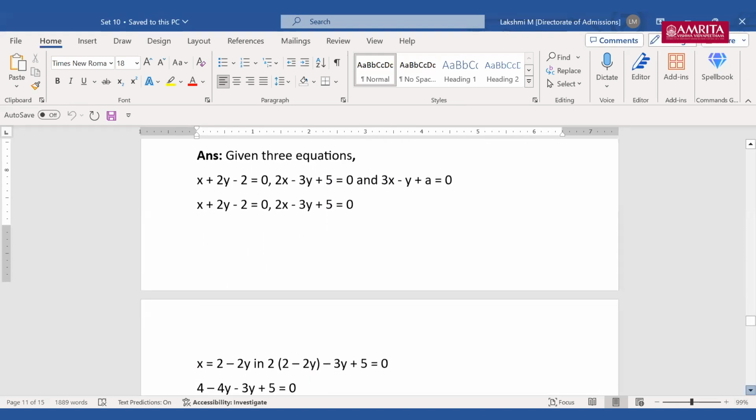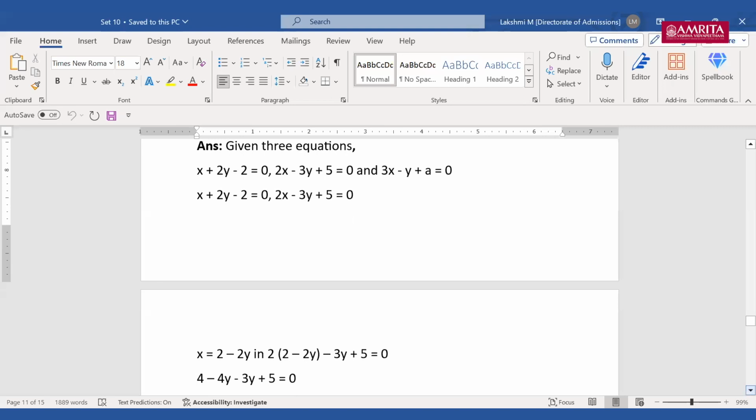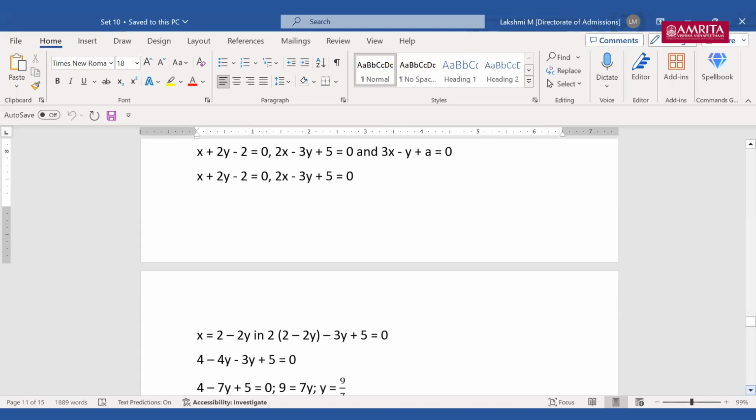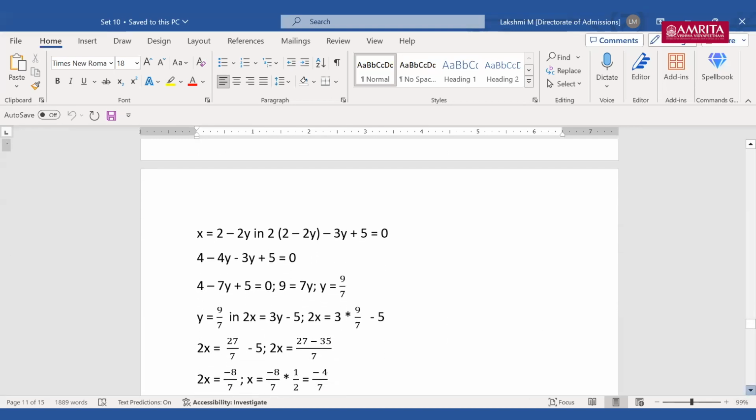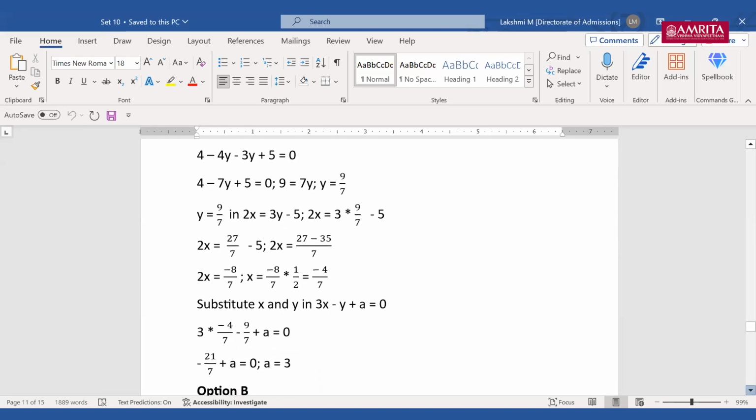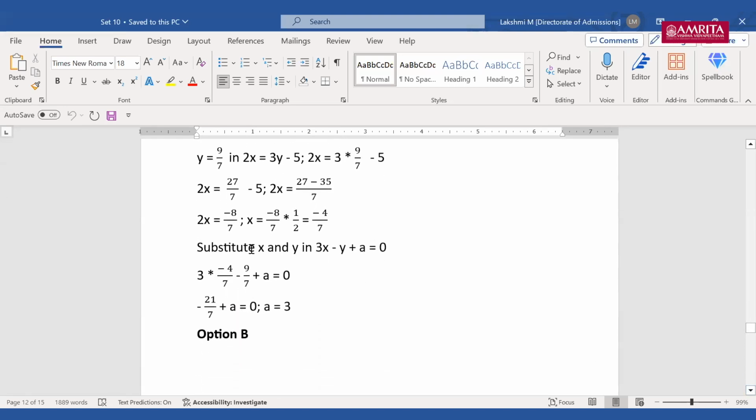So x plus 2y minus 2 equal to 0, then 2x minus 3y plus 5 equal to 0, then 3x minus y plus a equal to 0. You could just substitute, maybe something like x equal to 2 minus 2y, in these equations and find the value. Once you have the values of x and y, you can directly substitute them.